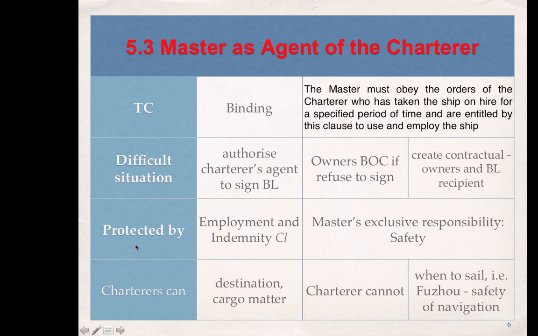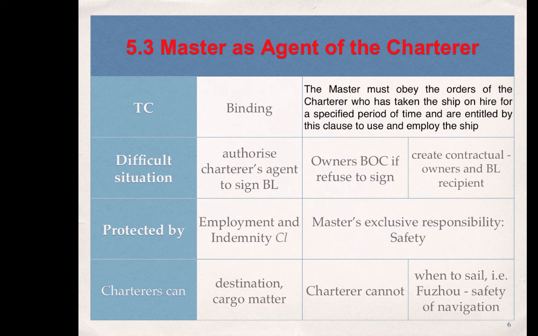And this part is protected by the employment and indemnity clause. Whatever it is, there is usually an employment and indemnity clause in the time charter party where the master is exempted from certain responsibilities. For example, in terms of safety, he deviated from the customary route. In terms of safety, he declined to carry certain cargo.